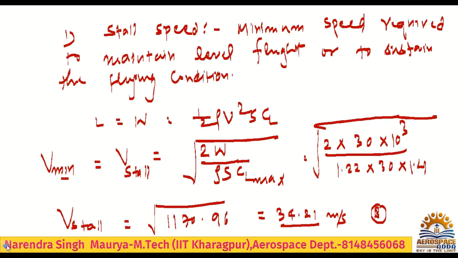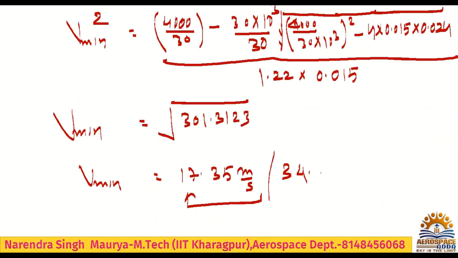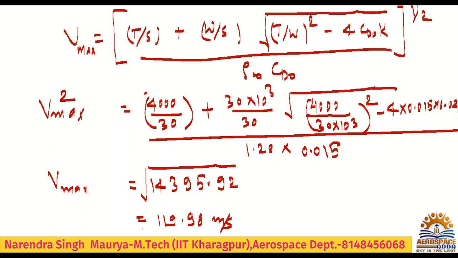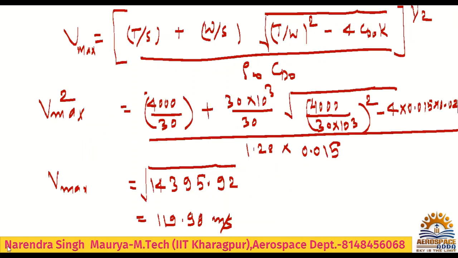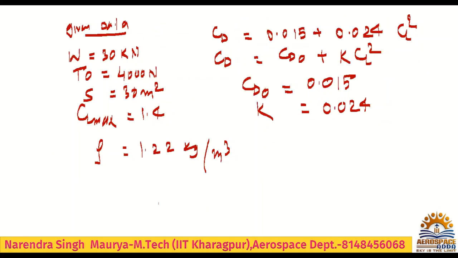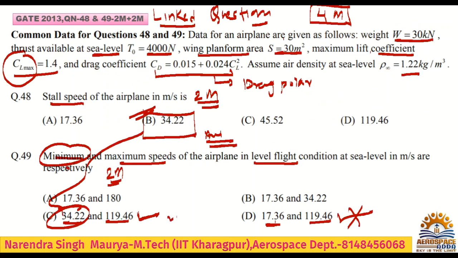No, that is stall speed 34.2. So 34.21 will be the minimum speed required to the aircraft to maintain level flight. To sustain the flying condition, aircraft required this. So now minimum speed you got 34.21 and maximum speed you got 119.98. So what will be your correct answer? Your answer is nothing but option C. Yes or no? Just now you have checked. This was the option C. Here you have marked, no, this is option C.